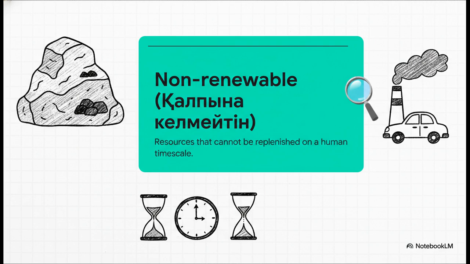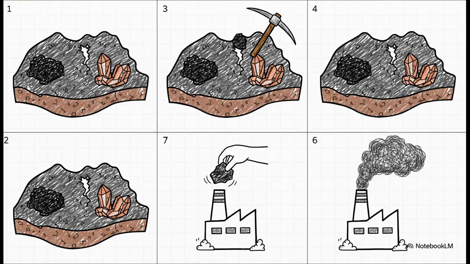It doesn't mean they never come back. It means they took millions of years to form, and we're using them up in a tiny, tiny fraction of that time. And the classic example here from the chart is minerals. We're talking about things like coal, oil, natural gas, metals. Once we dig them up and burn them, for all practical human purposes, they are gone for good.